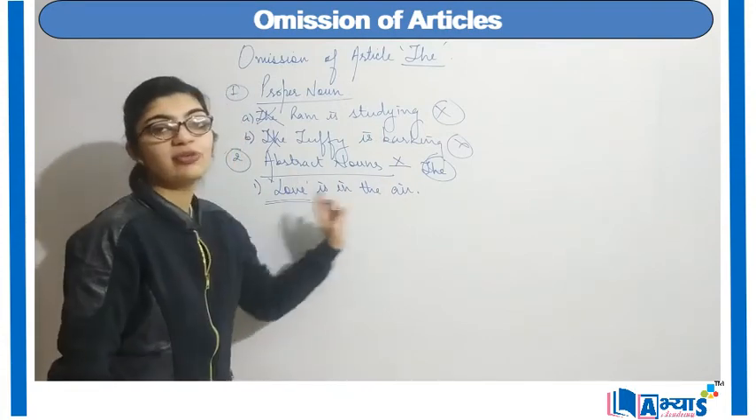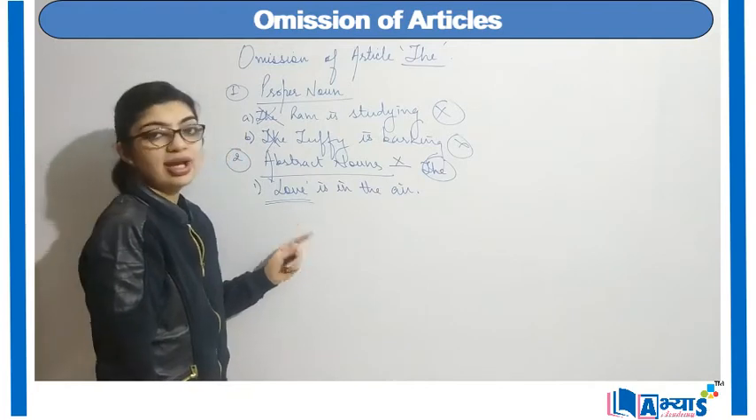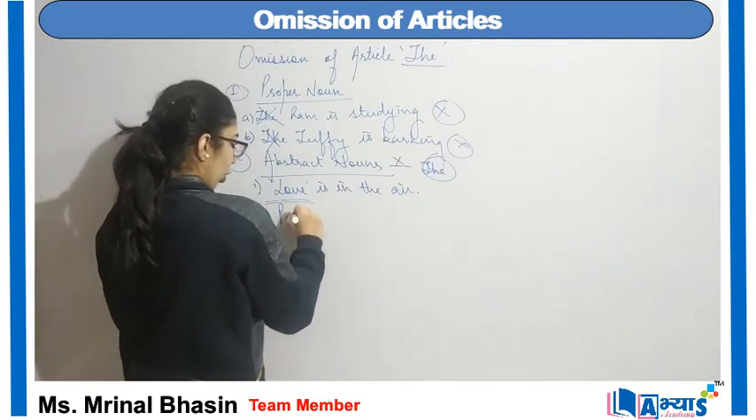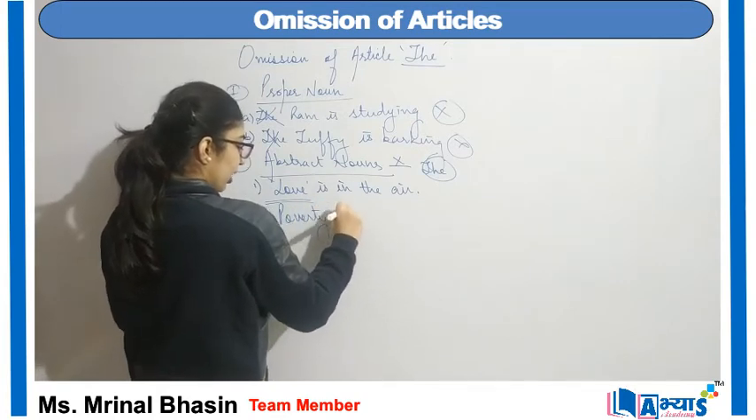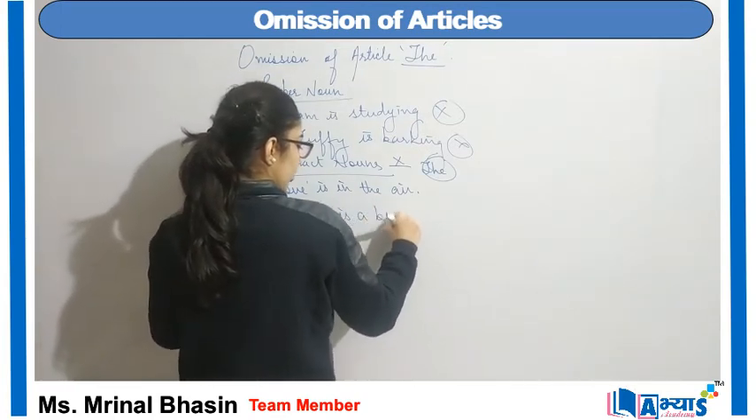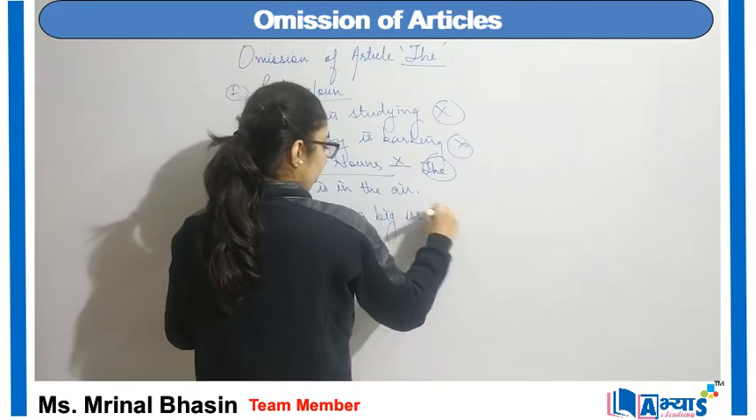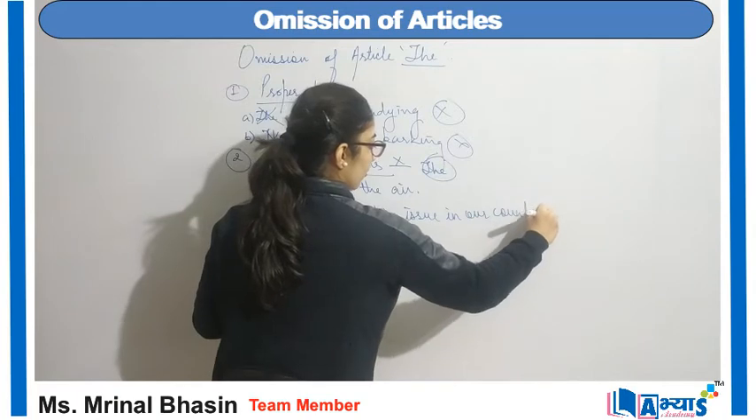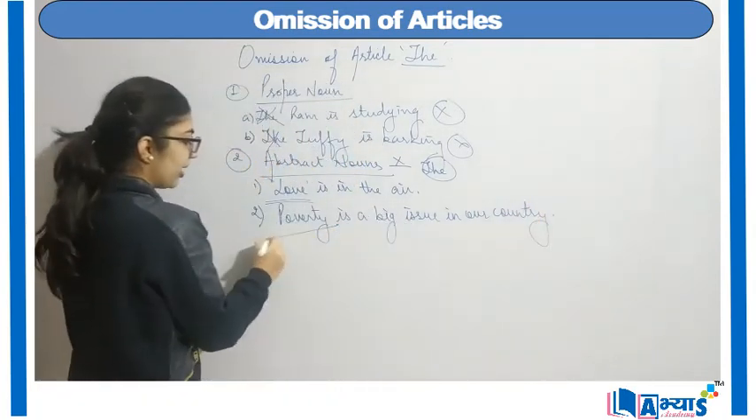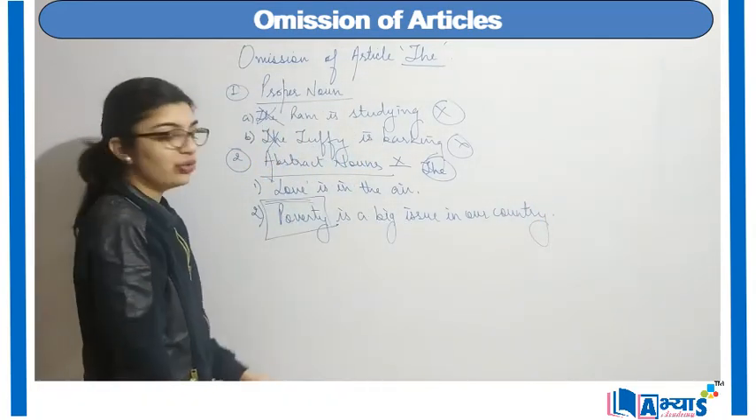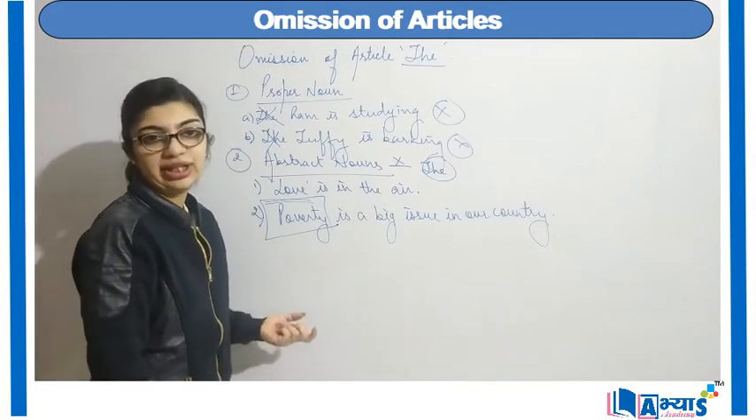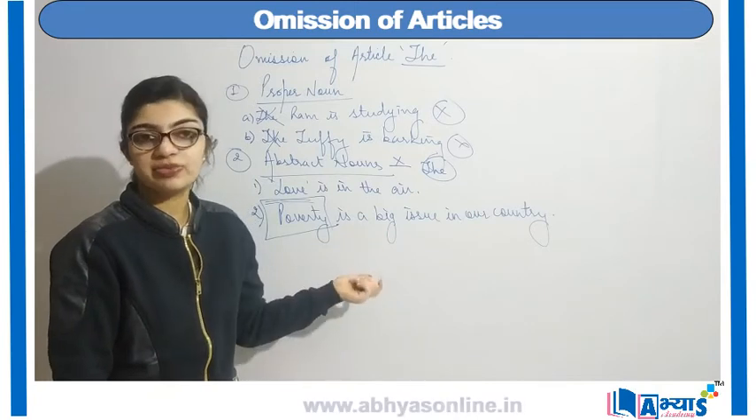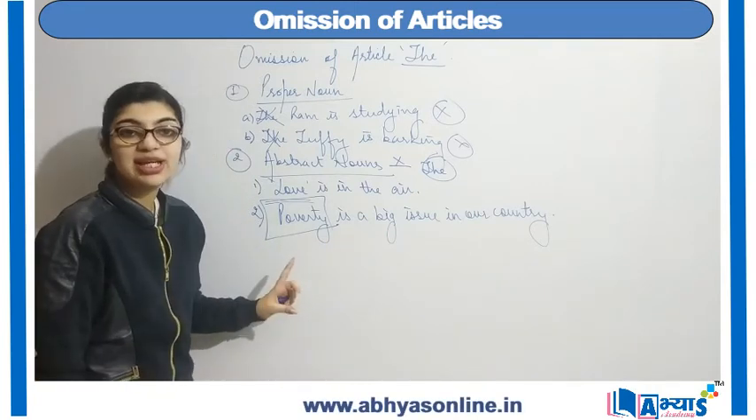With abstract nouns, you can never use the article the. Another example: "poverty is a big issue in our country." Again, I am making use of an abstract noun. We will never say "the poverty," right? "The poor" is correct. Why? Because poor is not an abstract noun, but poverty is an abstract noun.